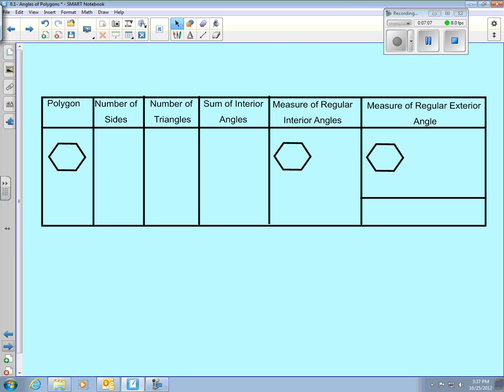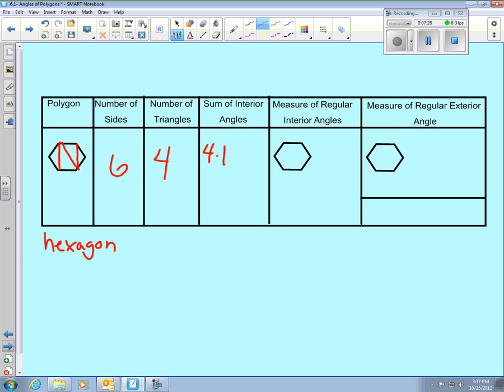Here, if we look at this next polygon and we count up those sides, we see there are 6 sides, and this is a hexagon. All right, in my hexagon, I can break this up and I can create 1, 2, 3, and 4 triangles. We know each of those triangles is going to have a sum of their interior angles of 180. So we have 720 degrees as my sum of interior angles for my hexagon.